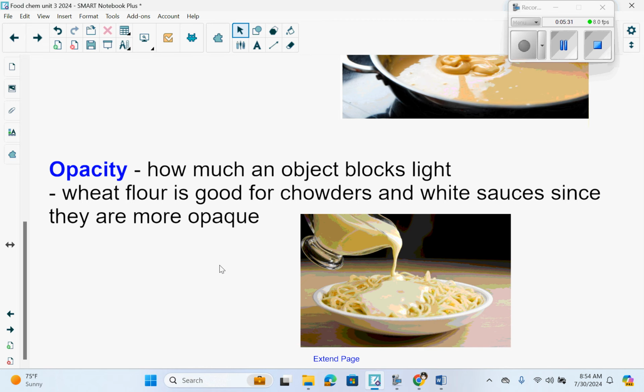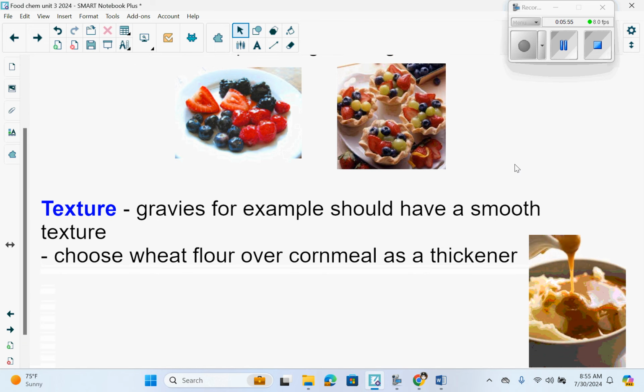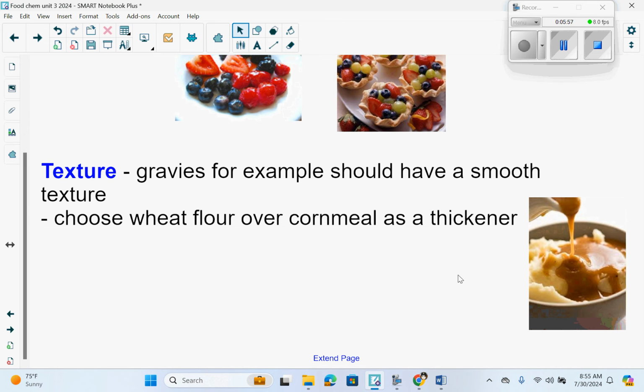Opacity. This is how much an object blocks light. Wheat flour is good for chowders and white sauces, right? Since they are more opaque. Translucency. This is how much light can pass through an object. Cornstarch or potato starch make more translucent gels for fruit sauces, fruit pie fillings, and glazes. Texture. Gravies, for example, should have a smooth texture. So you want to choose wheat flour over cornmeal as a thickener.